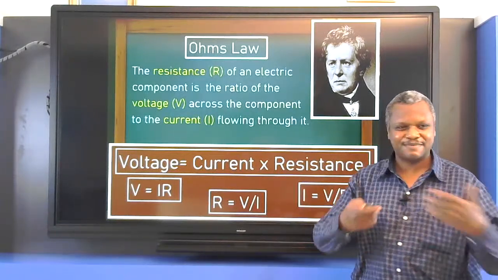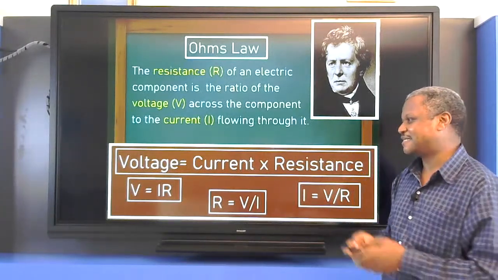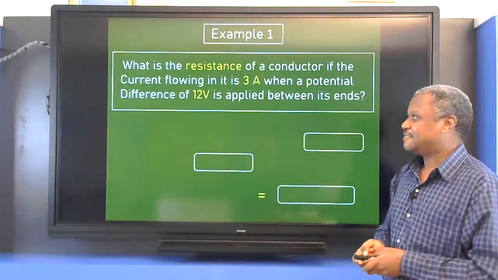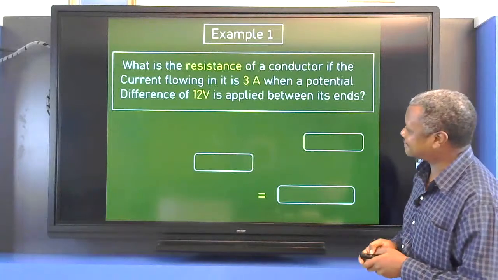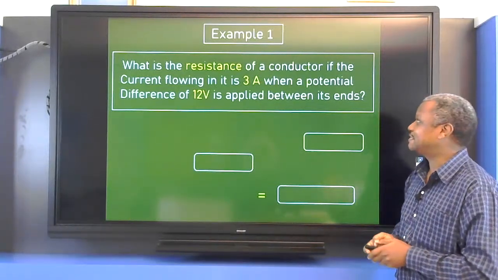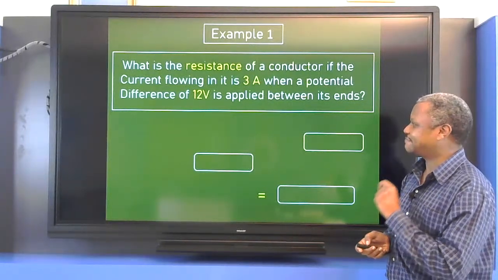Now, how can we apply this formula to do some calculations and to find the voltage or to find the current? Let's take for this example number 1. What is the resistance of a conductor if the current flowing in it is 3 amperes when a potential difference of 12 volts is applied between its ends?